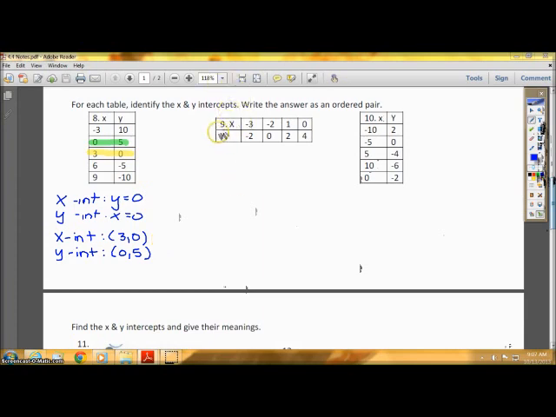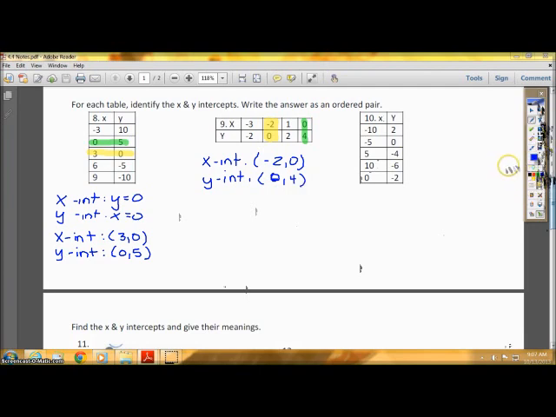So if I look at number 9, and I want to find my x-intercept, I want to know when y is 0. So I'm going to look at my y values, and I see y is 0 here, which means it's going to be -20. So my x-intercept is going to be -20. And then I want to find my y-intercept, and that's going to be when my x is 0. So I want to look at my x values and find out where x is 0, and it's 0 at 0, 4. So my y-intercept is at 0, 4.